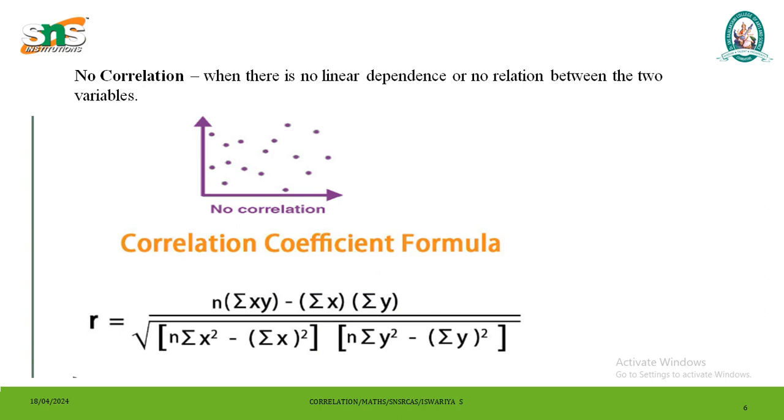The next one is no correlation. When there is no linear dependence or no relation between two variables, then it is called no correlation. And this is the diagrammatic representation of no correlation.